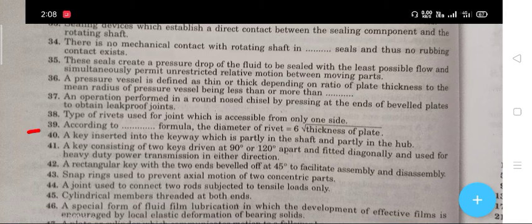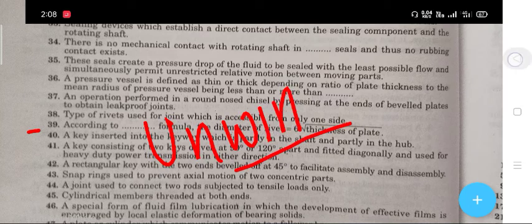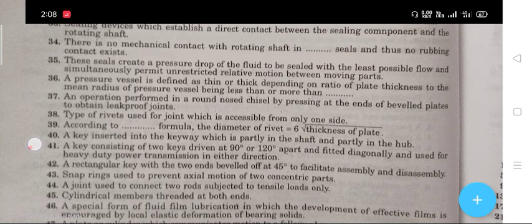According to dash formula, the diameter of rivet equals 6 square root of thickness of plate. What is the right answer? Right answer is Unwin. Next question, question number 40.